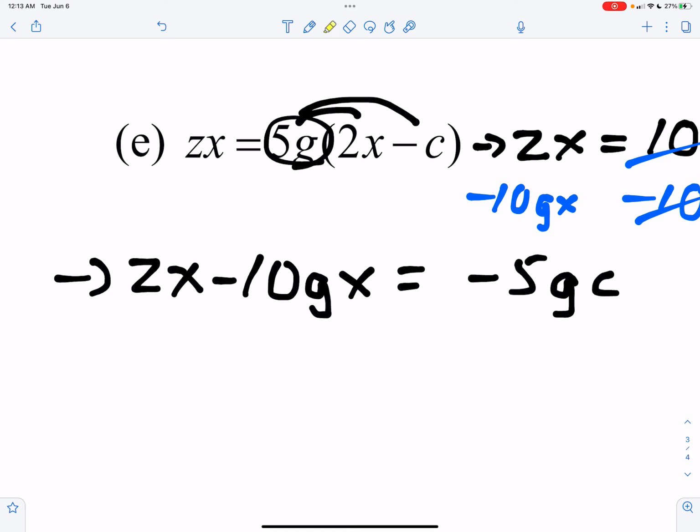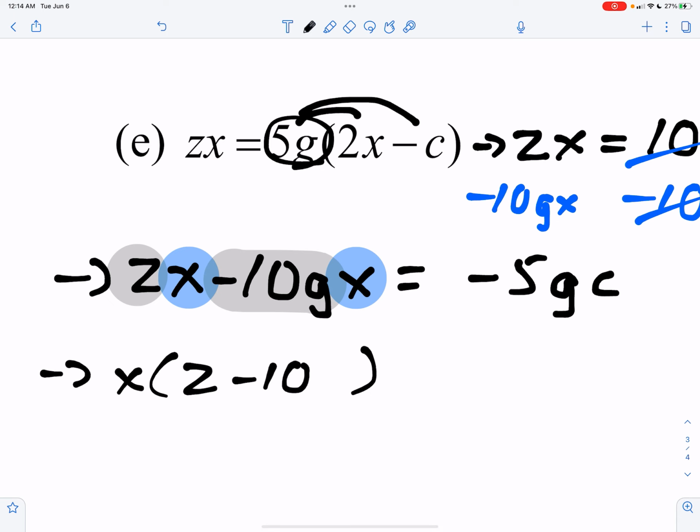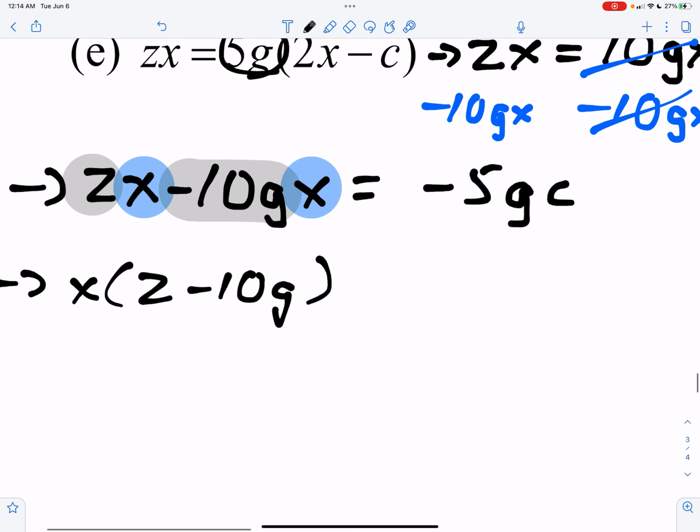We'll do the same thing we've been practicing the last few times. I have a common factor of x, so pull it out front. Everything that I did not highlight goes on the inside: z minus 10g. Z minus 10g goes in parentheses, and that's going to equal negative 5gc.